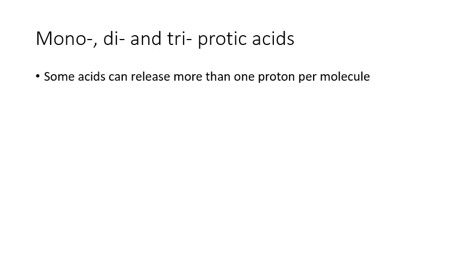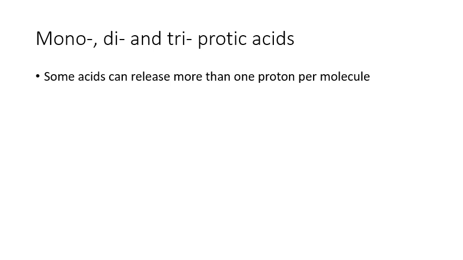So when we're talking about acids and bases, the other thing that comes up sometimes is that not every acid has just one proton, or one H. Some acids can release more than one proton, or have more than one H present in them, and those are called di- or triprotic, or sometimes polyprotic, acids.